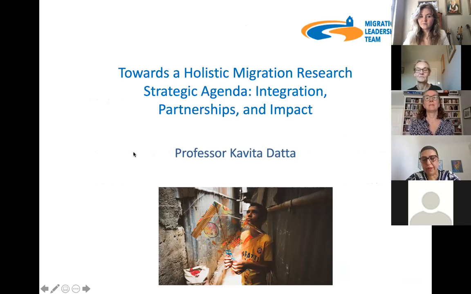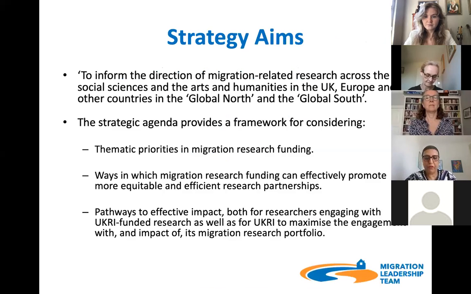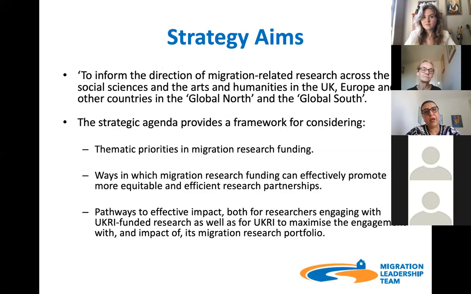So as Laura said, I'm just going to provide a brief overview of the migration research strategic agenda that we're launching today. The overarching aim, or the ambition of this agenda, is to inform the direction of migration-related research across the social sciences and the arts and humanities in the UK, in Europe, and in other countries in the global north and the global south. And we provide a framework for considering the thematic priorities and migration research funding, the effective promotion of more equitable and efficient research partnerships, and pathways to effective impact, both for researchers as well as for UKRI, to maximize the engagement with and the impact of its migration research portfolio.